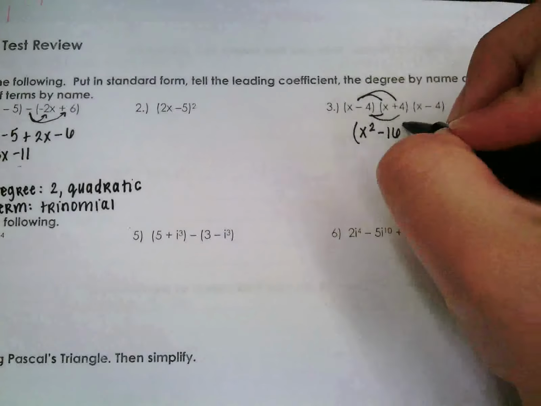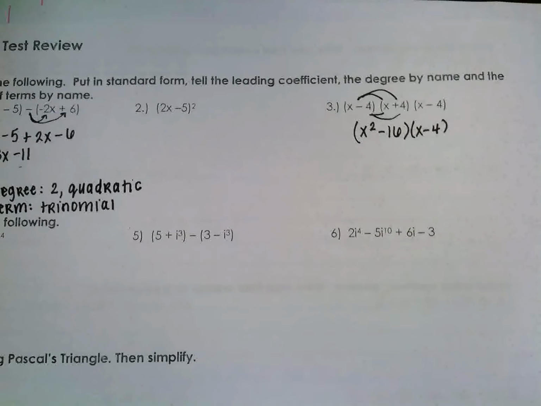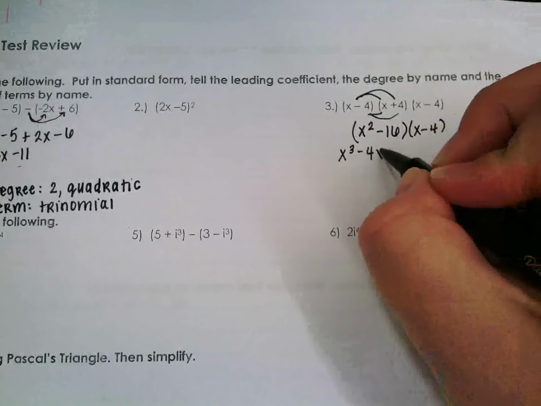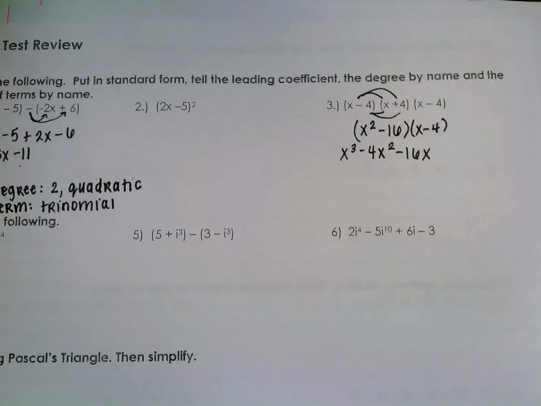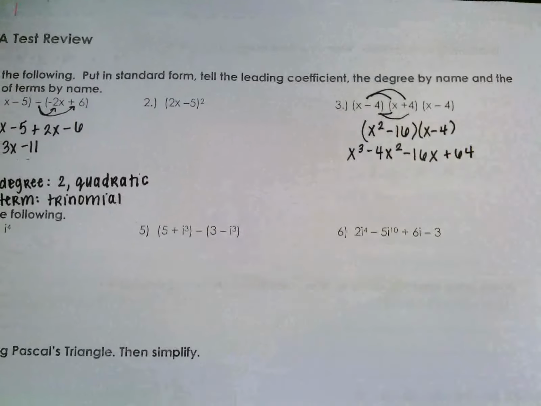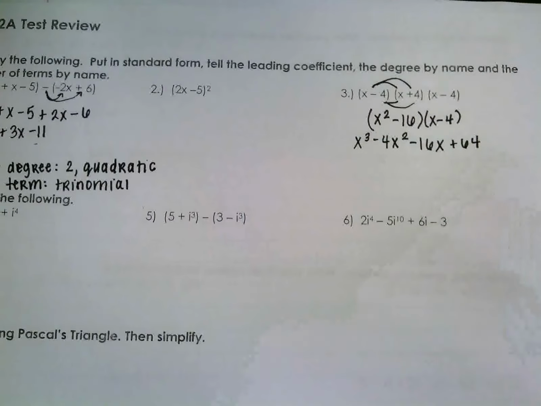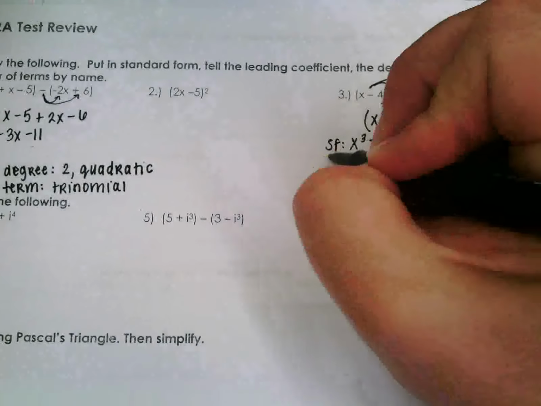So I'm going to get x squared minus 16, and then we're going to drop down that x minus 4. And now we're going to FOIL just like we did before. So I'm going to get x to the 3rd power minus 4x squared minus 16x, and then 16 times 4. It's too early to do that off the top of my head. So plus 64. Alright, that already is in standard form, going from highest exponent to lowest exponent. There are no terms for me to actually combine, so that's standard form.